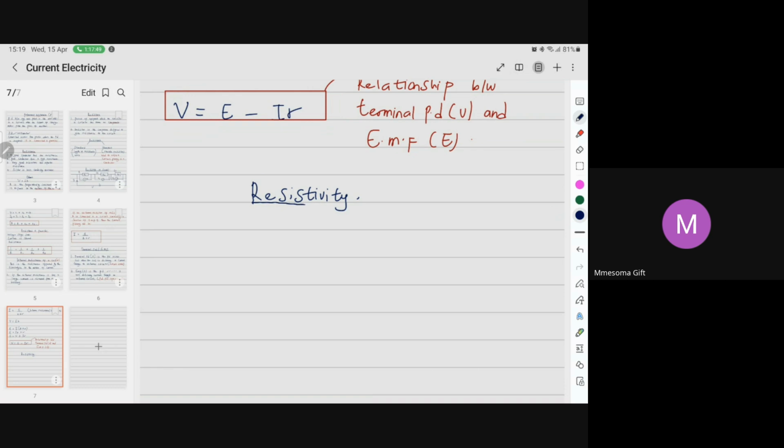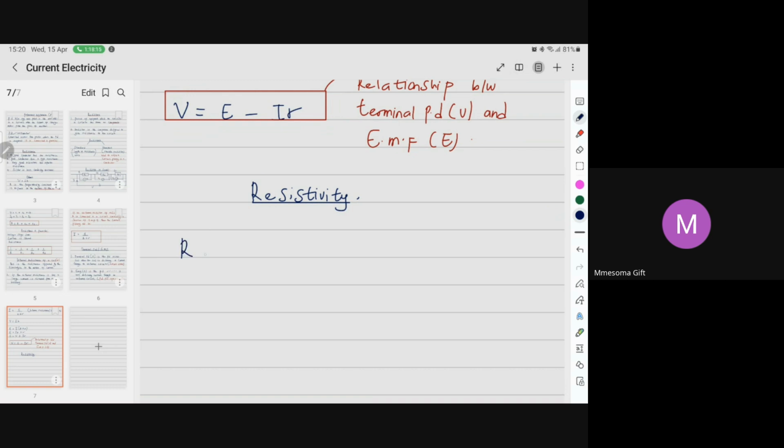All of these things are under resistance now. I've spoken about current, I spoke about potential difference, and we're now pitching our tent under resistivity. It says that the resistance of a wire is directly proportional to the length of the wire and inversely proportional to the area of the wire.